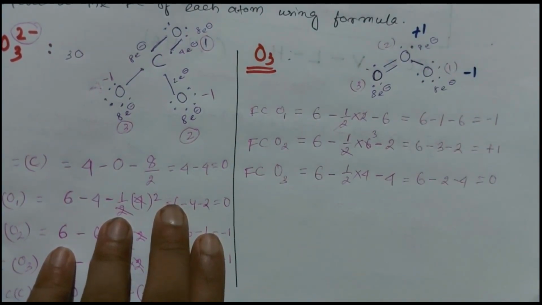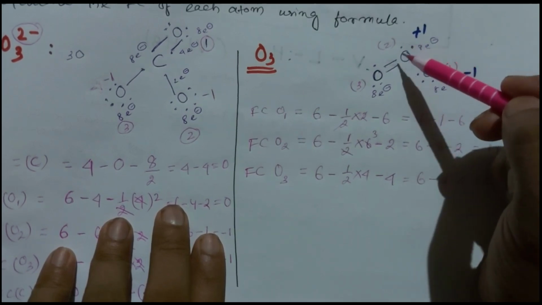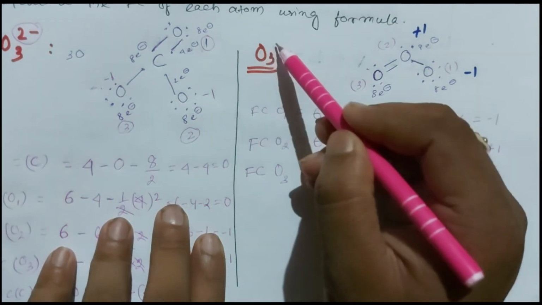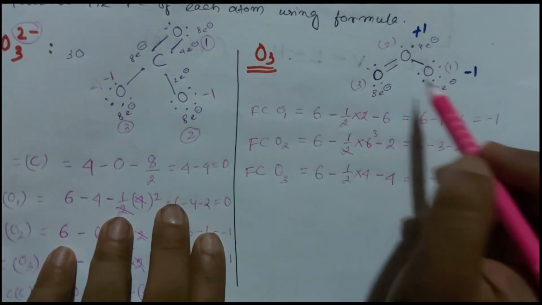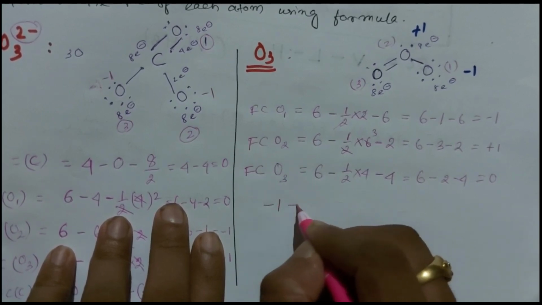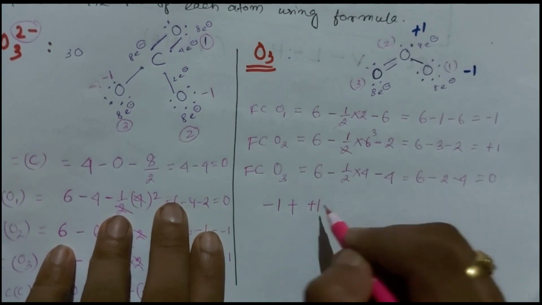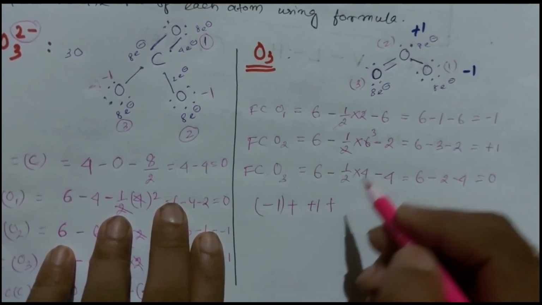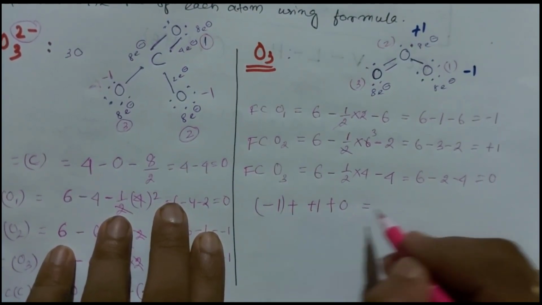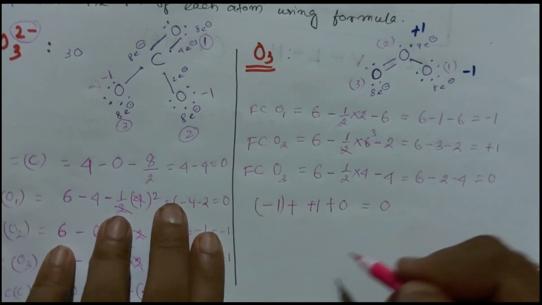Now I have told that if you add all the formal charges of each atom, then it will give the total charge of the molecule. So the total charge of the molecule is 0. Therefore, if you add the formal charge of oxygen number 1, that is minus 1, plus the formal charge of oxygen number 2, that is plus 1, plus the formal charge on oxygen number 3, that is 0, this will give the total charge, that is equal to 0.